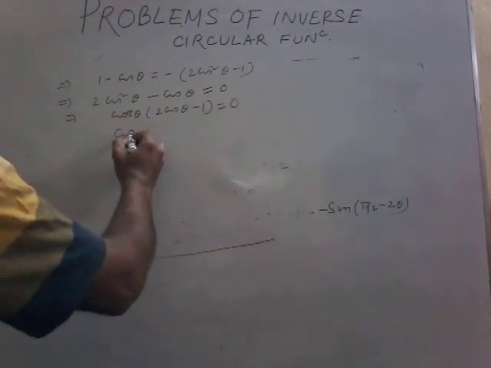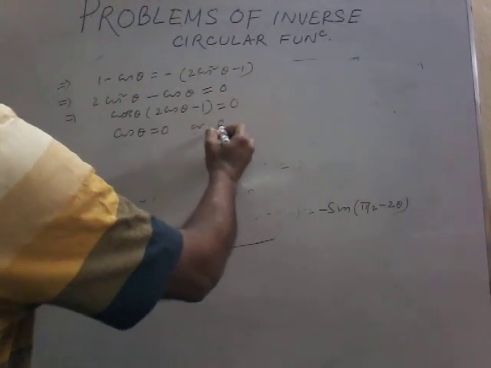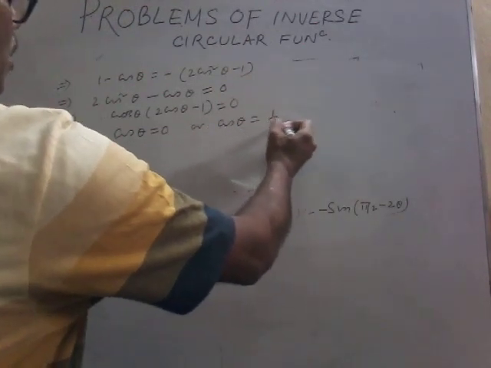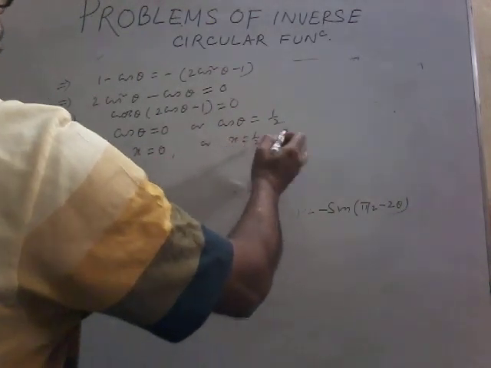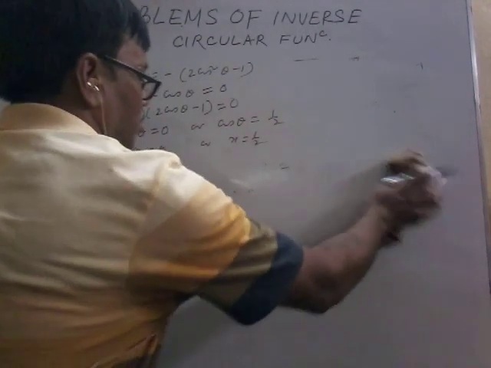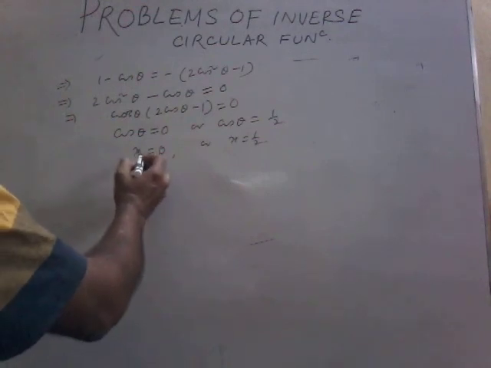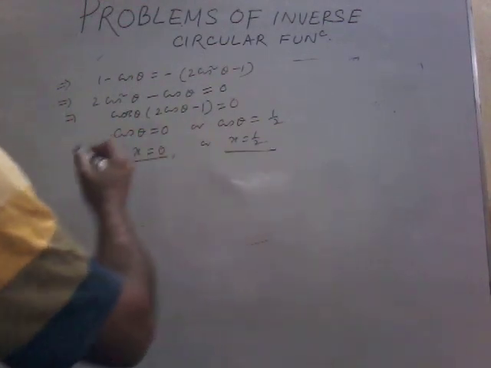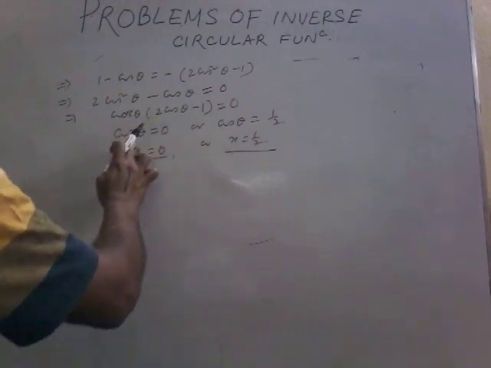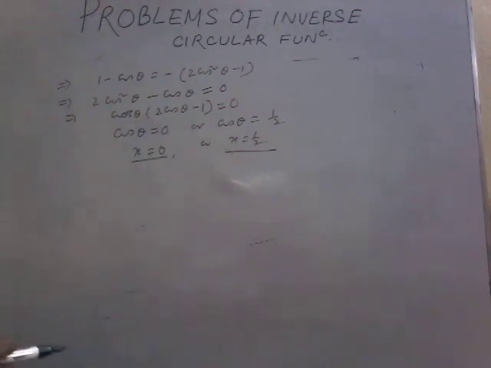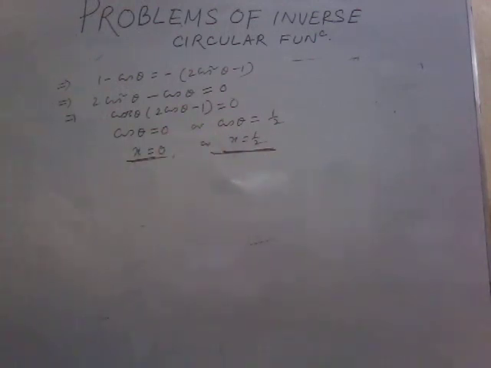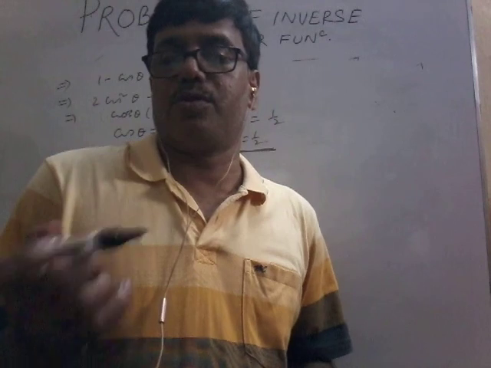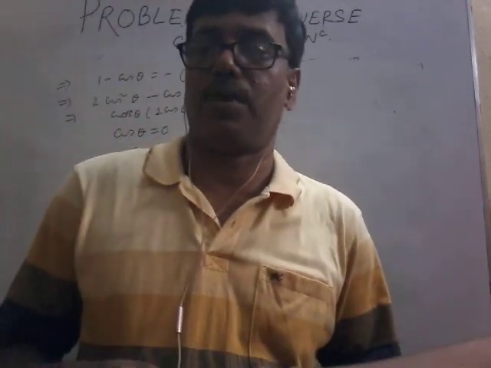So what is cos theta? Cos theta equals 0 or cos theta equals half. So x equals 0 or x equals half. So you may verify the solution by putting the values x equals 0 and x equals half. x is cos theta equals 0. So what is your transformation? Cos theta equals x. So the solution is x equals 0, x equals half. Then you try to solve the rest of the problems. Thank you.